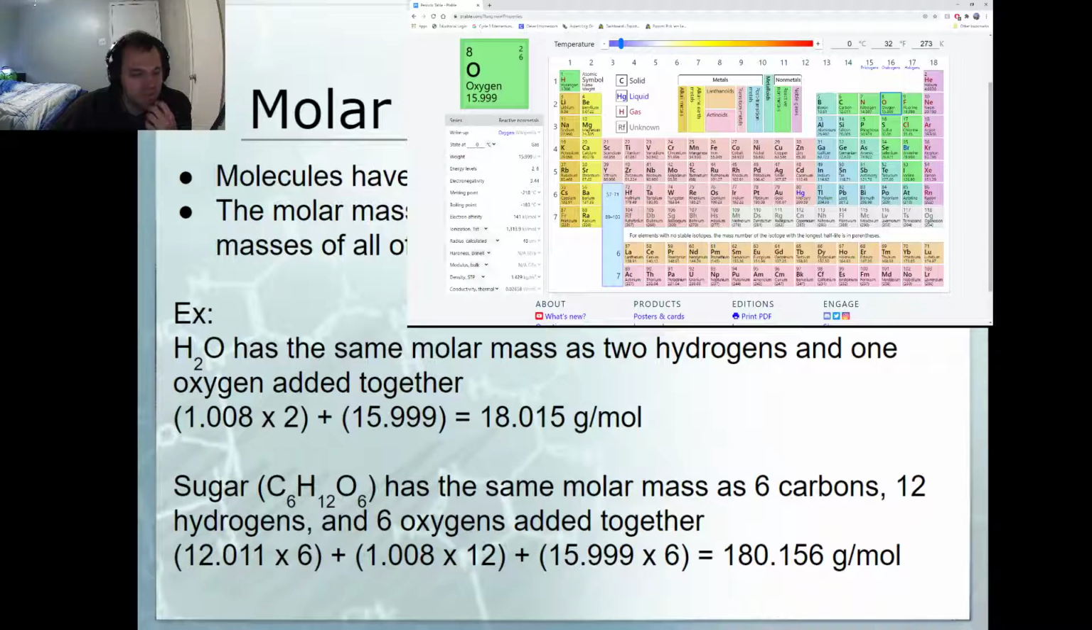So 6 sextillion, or 6.02 times 10 to the 23rd water molecules only weigh 18 grams. So that kind of gives you an idea of just how tiny those water molecules really are.